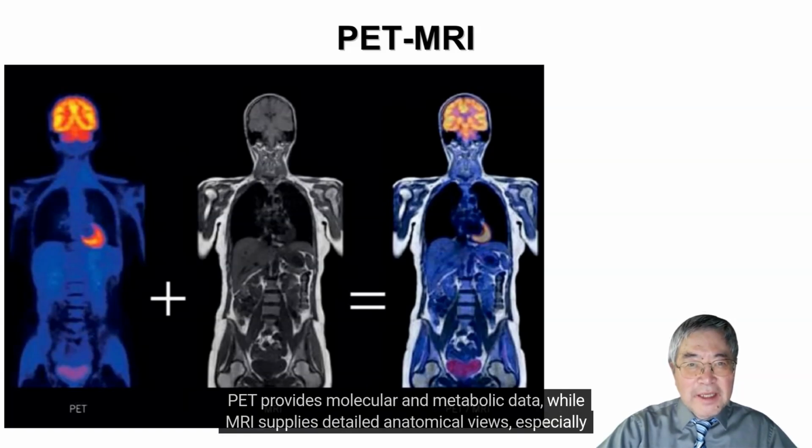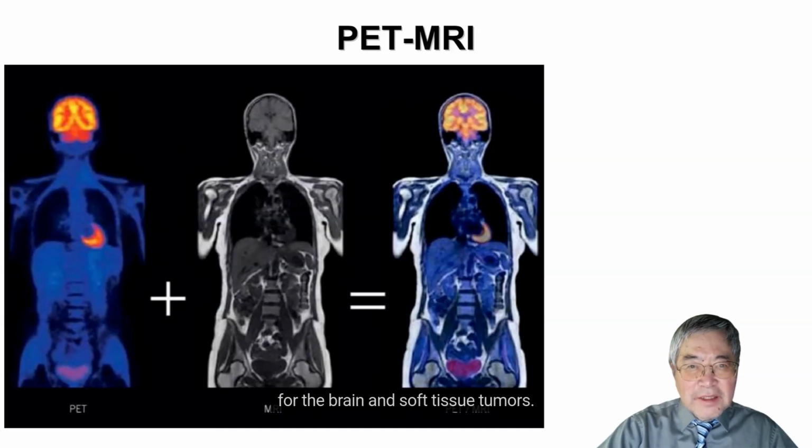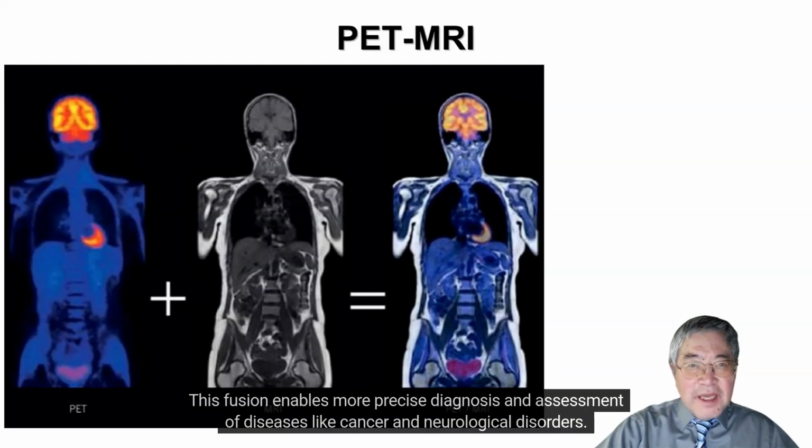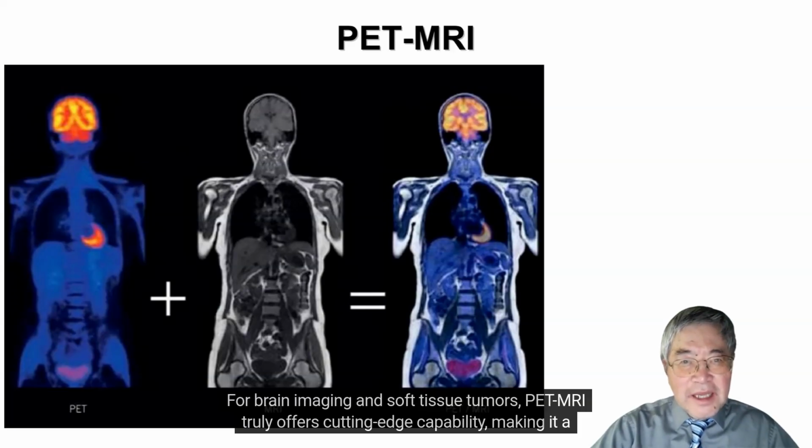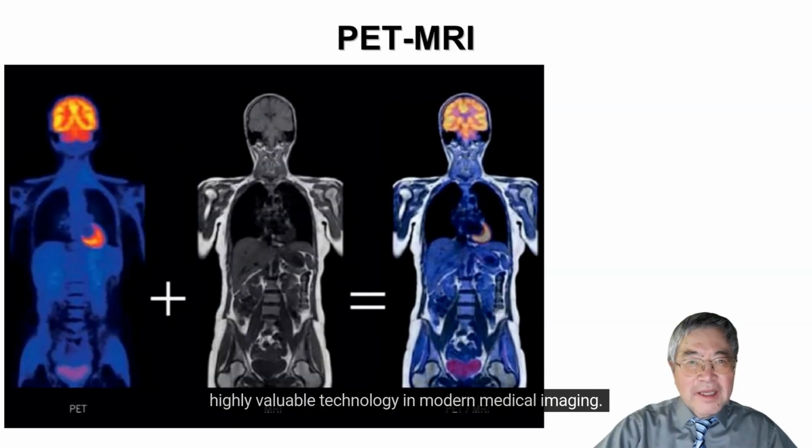PET provides molecular and metabolic data, while MRI supplies detailed anatomical views, especially for the brain and soft tissue tumors. This fusion enables more precise diagnosis and assessment of diseases like cancer and neurological disorders. For brain imaging and soft tissue tumors, PET MRI truly offers cutting-edge capability, making it a highly valuable technology in modern medical imaging.